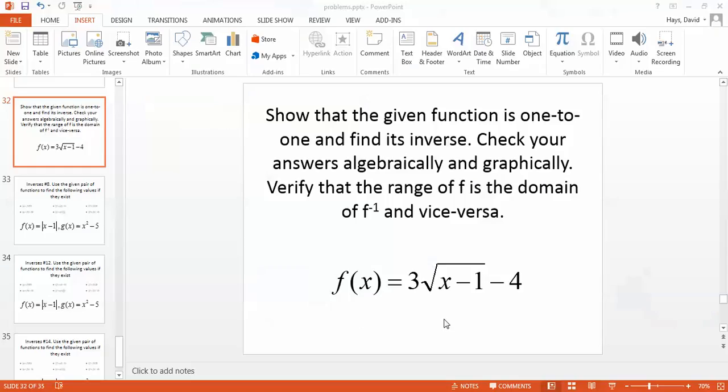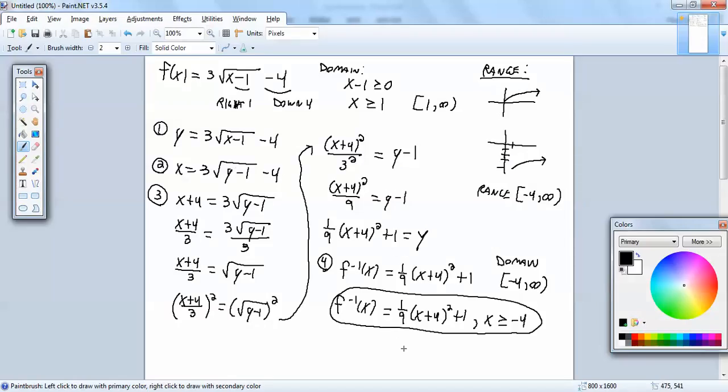Let me see, I was trying to think what else they were asking. Graphically verify the range of f is the domain of the inverse, okay, yeah. And of course also the range here, I'd have to go up to my domain up here. My range would be 1 to infinity, like that.